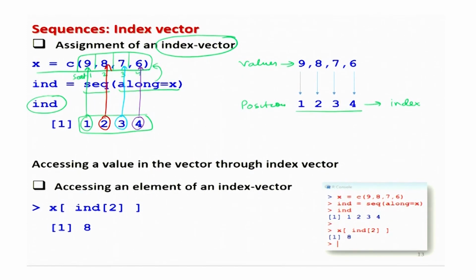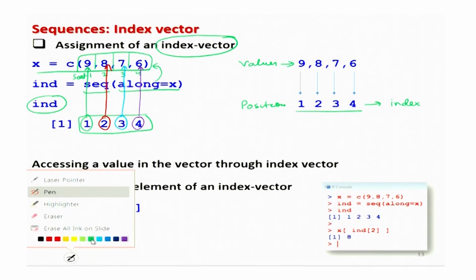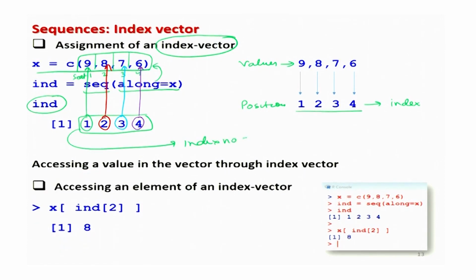Now, in case you want to know which value is located at index number 2, you know that at index number 2 the value is 8. But this I am showing you manually. I want to do it using the R software. So, if you want to access a particular value in a vector using the index vector, what you have to do?